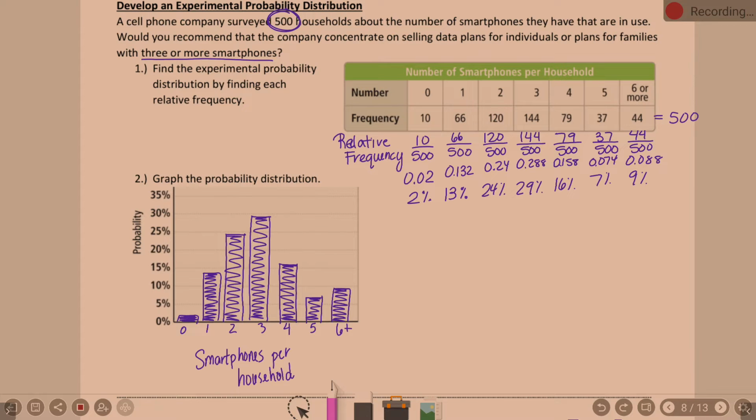Okay, just a bar graph, not a histogram, so my bars aren't touching, just a regular bar graph there.